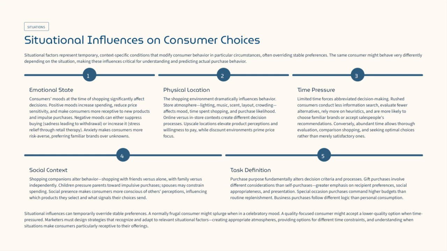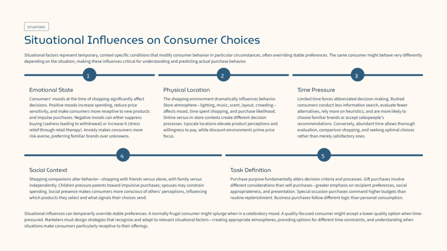Shopping companions also significantly alter behavior. Shopping alone versus with friends, or with family versus independently, can lead to different choices. For instance, children often pressure parents into impulsive buys, while spouses might help constrain spending. When others are present, consumers tend to become more conscious of how their choices are perceived, which influences what products they pick and what signals they send.